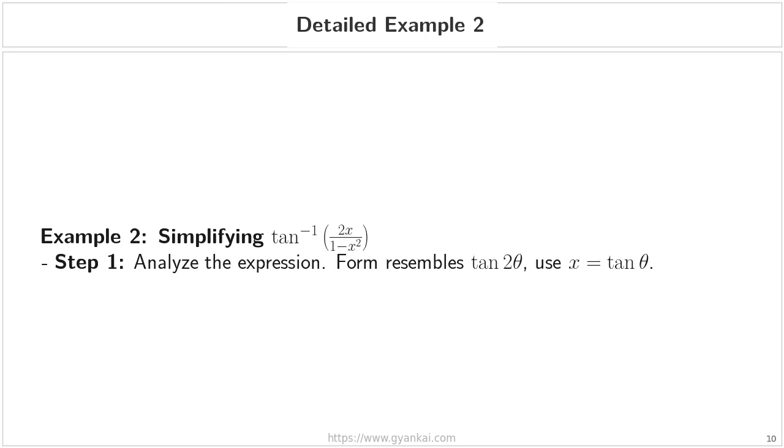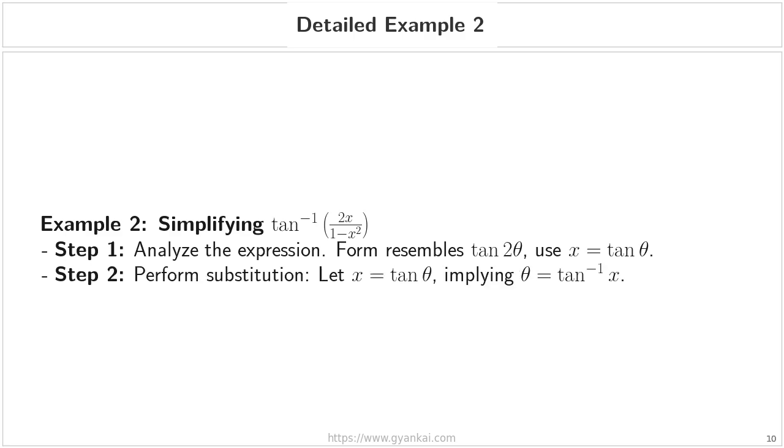Detailed example 2. Now that we have mastered the first example using sine substitution, let's move on to example 2. In this case, we are tasked with simplifying the inverse tangent of the quantity 2x divided by 1 minus x squared. Starting with step 1, we must analyze the structure of the expression. If you look closely at the fraction, you will notice that its form closely resembles the double angle identity for tangent. Because of this specific algebraic structure, the most effective substitution to use here is to let x equal tangent theta.